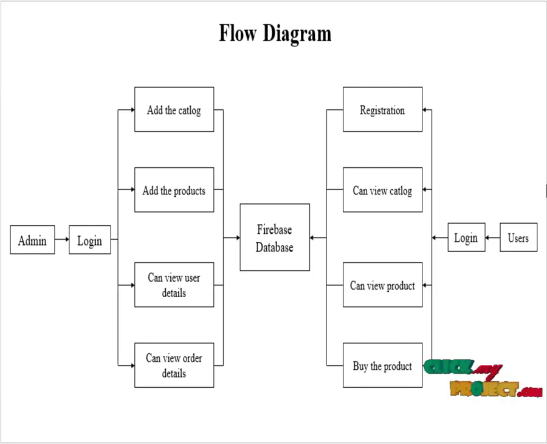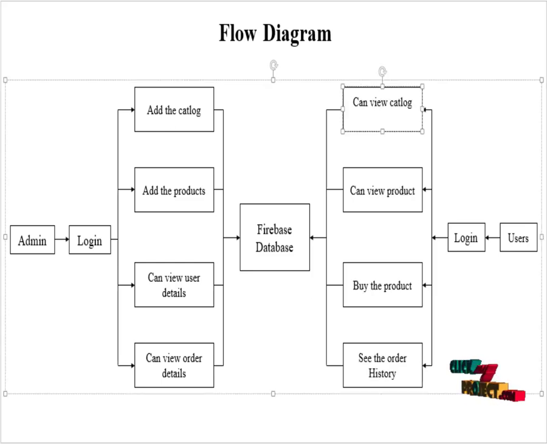Users have to register and login. If you are a new user, then register, then login, then go to the first main page of the products. The user can view the catalog, and when they click a catalog, below it we see all the products. Then if you want to buy, buy the product. Then after buying, you can see the order history.